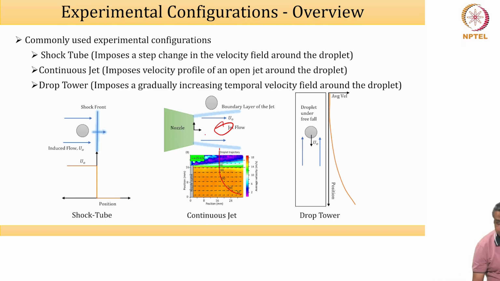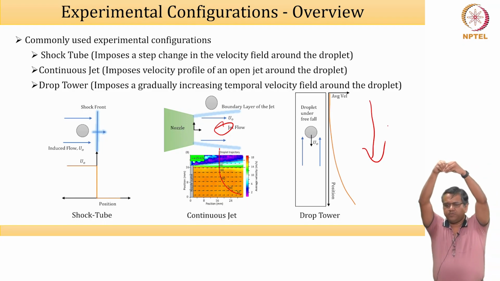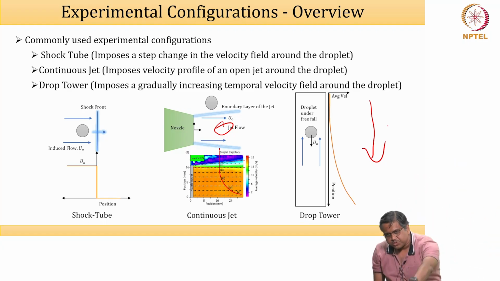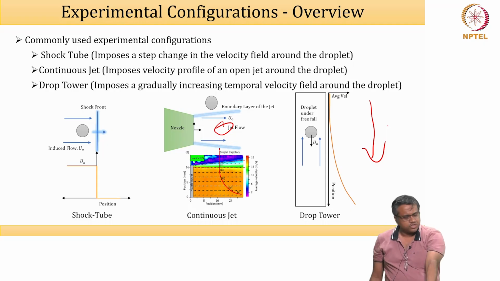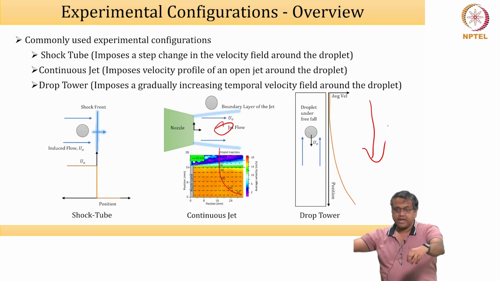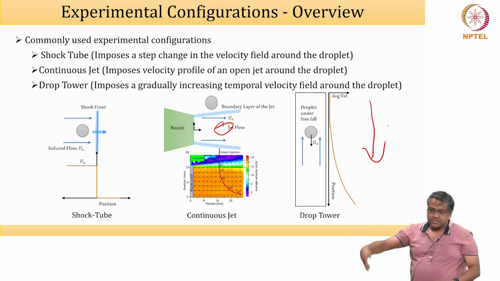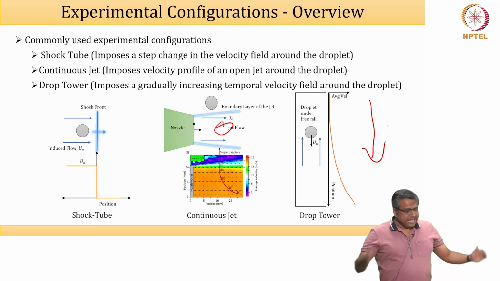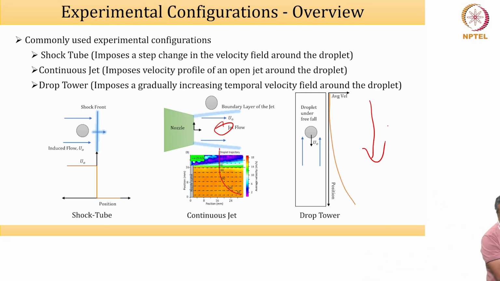The third one is basically a drop tower. You drop the droplet from a height. As it passes through the atmosphere or through the drop tower, it continuously accelerates. So it's like a raindrop kind of model. People who want to study raindrop atomization and stuff like that use a drop tower. Each has its own advantages and disadvantages.